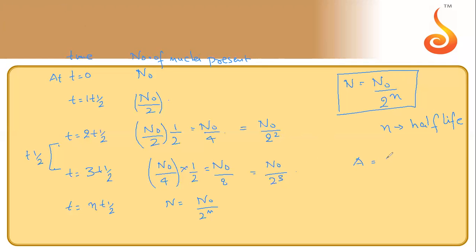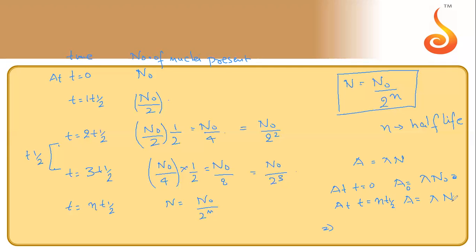And also we had this relation of activity. Activity was equal to lambda into N. Now at time t equals 0, activity will be lambda into N naught. Let's say that activity was A naught. Then let's say when the time is n half lives, activity is A. So activity will be lambda into N when the time is n half lives.